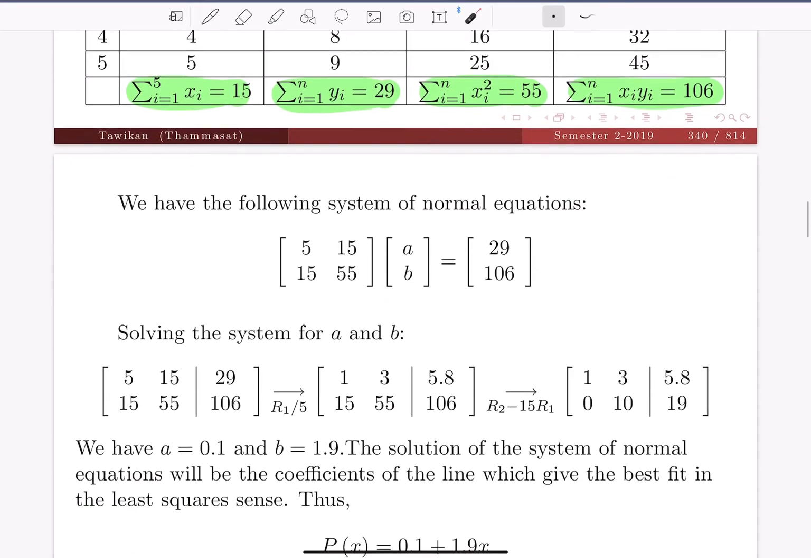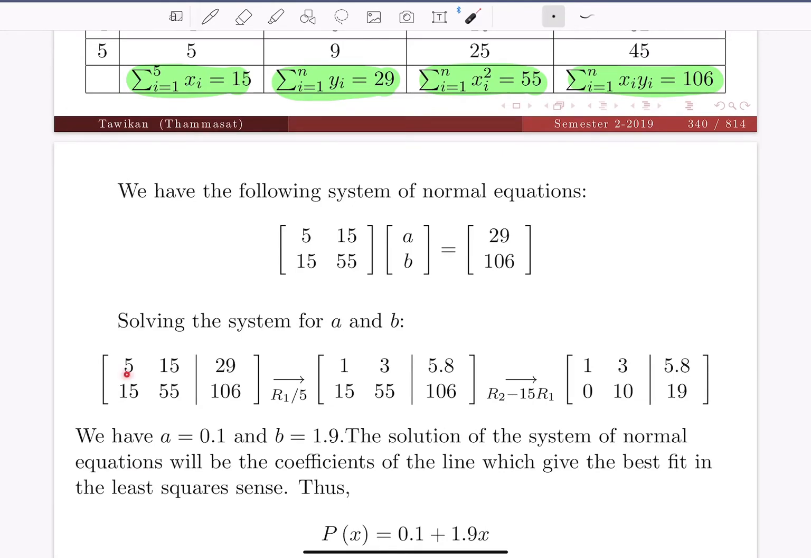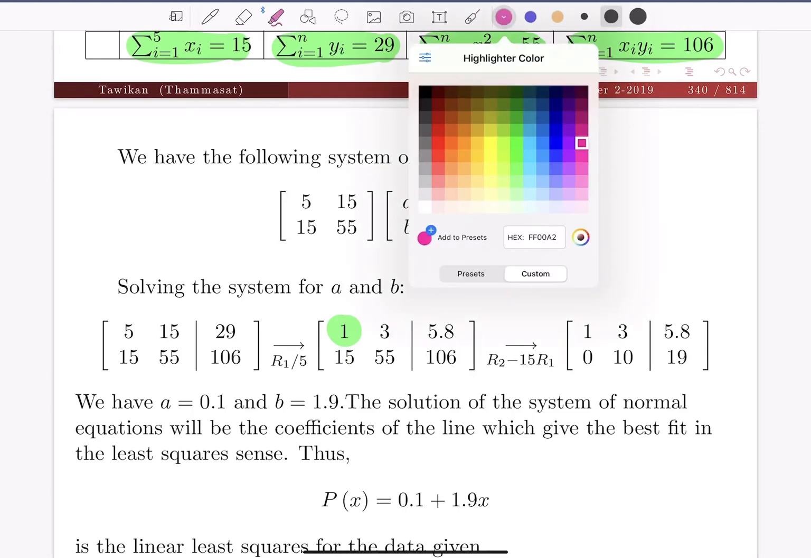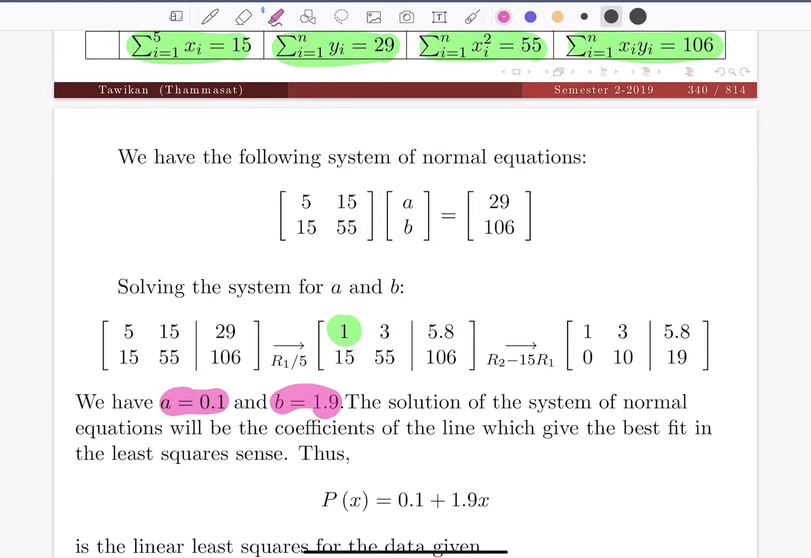Okay. So I showed you using Gaussian elimination. I divide the first row by 5 to create a leading one in that spot, first row, first column. And after I've got the leading one, I use it to get rid of 15 underneath it by performing R2 minus 15 R1. And I get a triangular system, an upper triangular system. And out of that system I can solve for B and A. And I got my A as 0.1 and my B is 1.9.